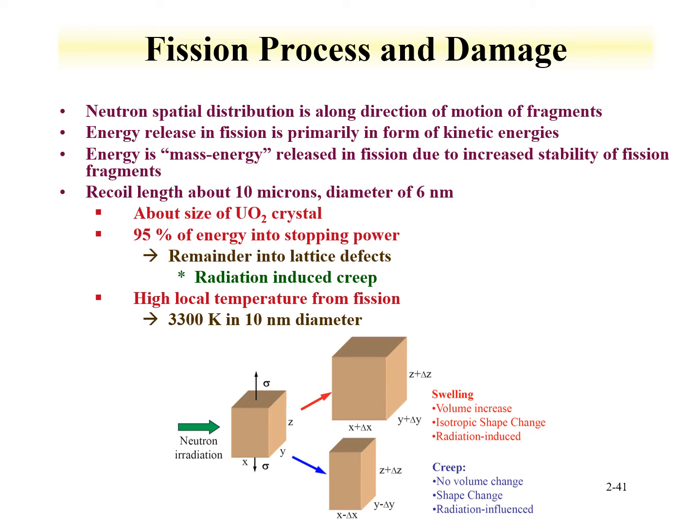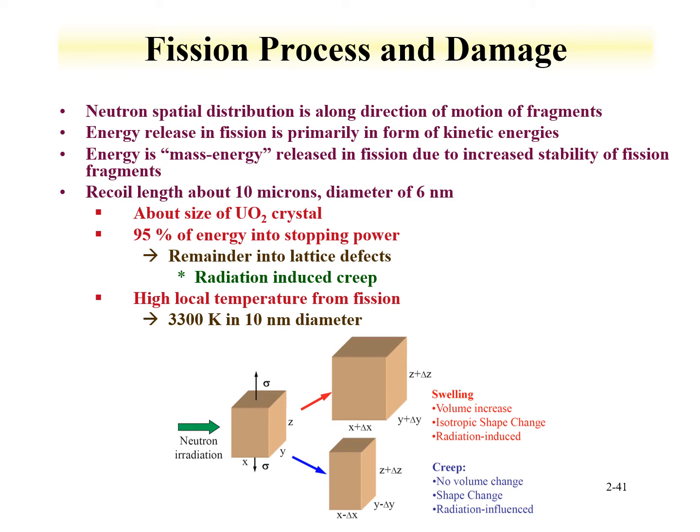Something else that occurs in the fission process is damage. The very fact that these particles are being emitted damages materials and fuel within reactors. The fission products recoil about 10 microns in UO2, and there's a very high local temperature, almost 3,000 degrees C in a 10 nanometer diameter within the fuel.